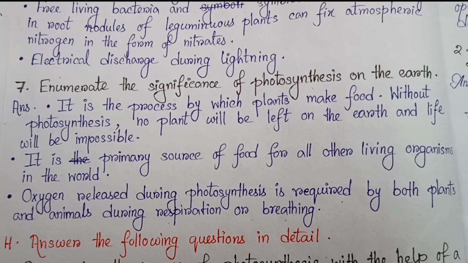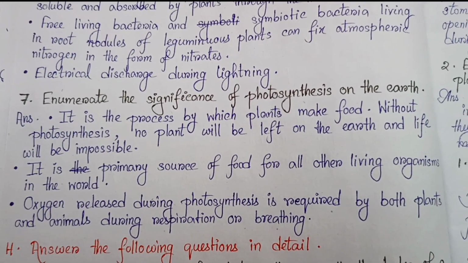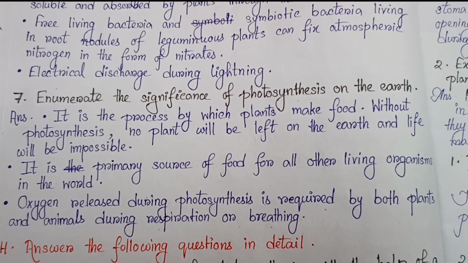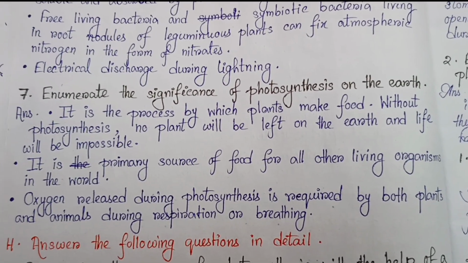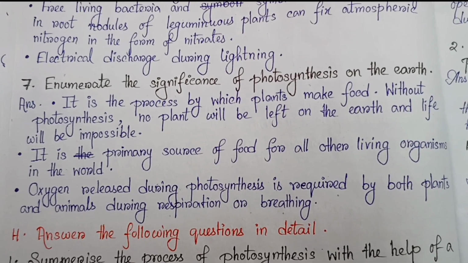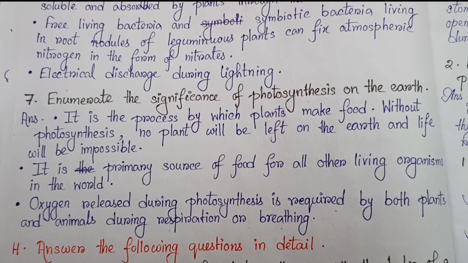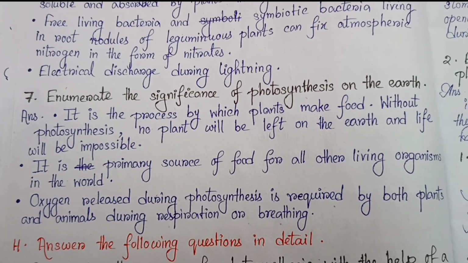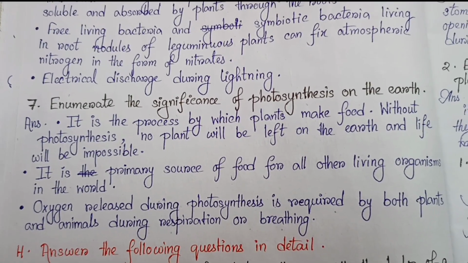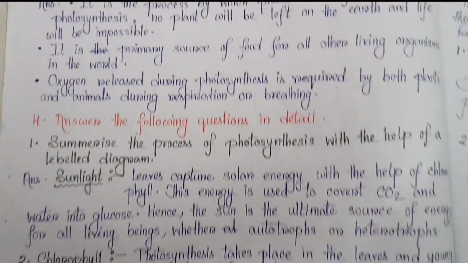Number 7. Enumerate the significance of photosynthesis on the earth. It is the process by which plants make food. Without photosynthesis, no plant will be left on the earth and life will be impossible. It is the primary source of food for all other living organisms in the world. Oxygen released during photosynthesis is required by both plants and animals during respiration or breathing.